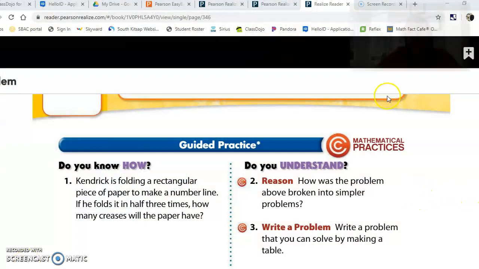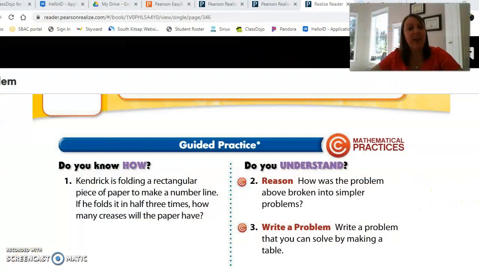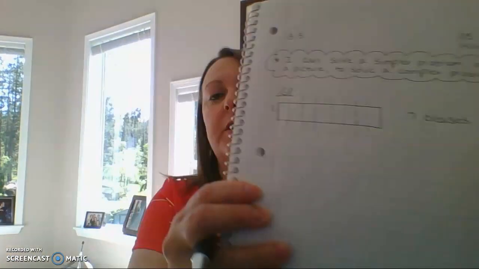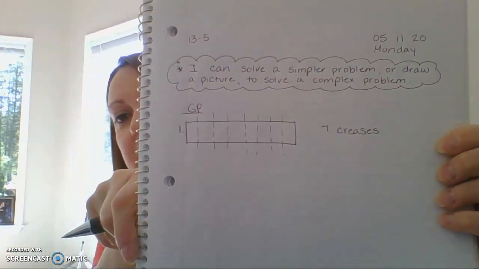Oh, no, I think I hit the wrong button. Okay, so if you look at that, it says how many creases will the paper have? So you need to just write down, make sure you're answering the right question, 7 creases.